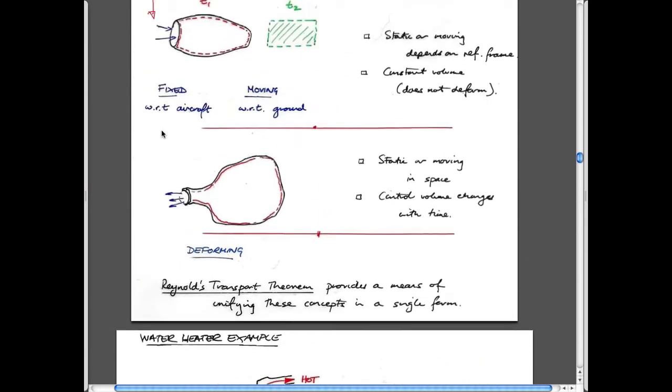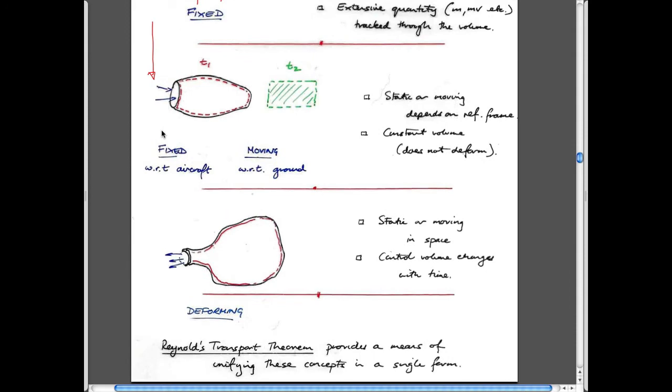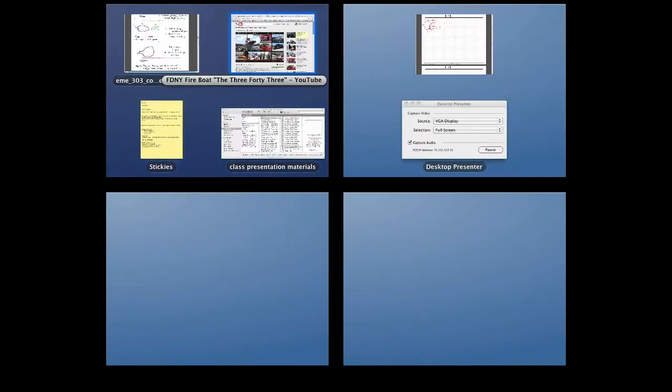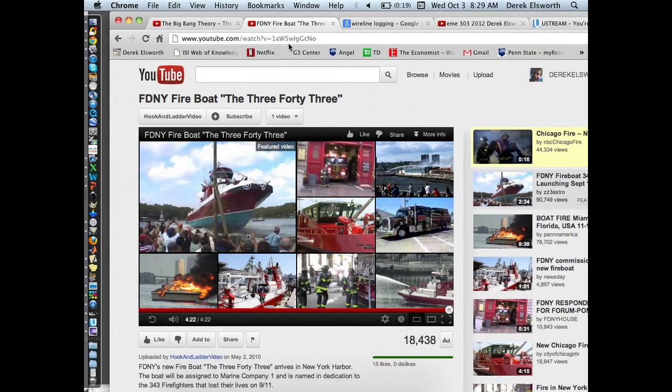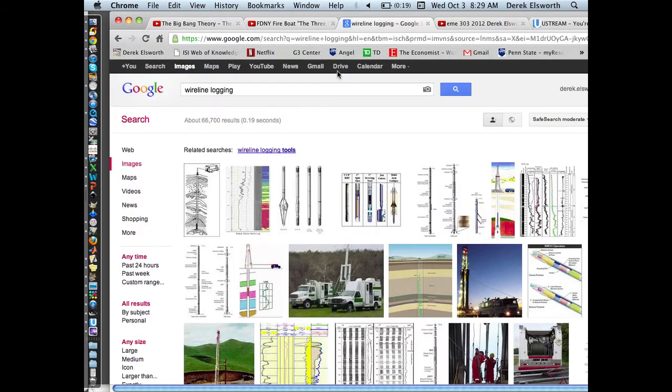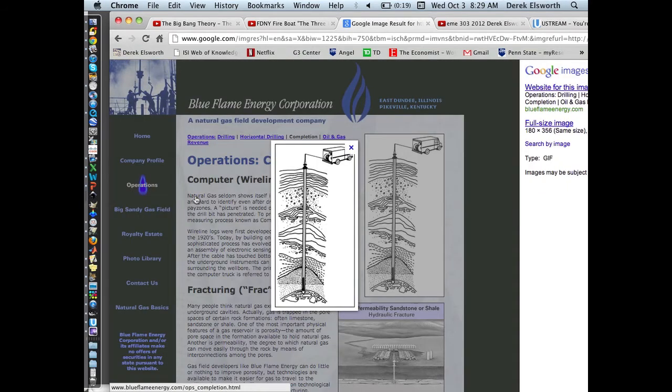And so what we can do is look at an example that might illustrate that. The best one I can think of is this. So let's look at some pictures. So wireline logging. If you work in the petroleum industry, the environmental industry, wireline logging is what's usually done with most oil holes, gas holes, sometimes in environmental monitoring holes as well.